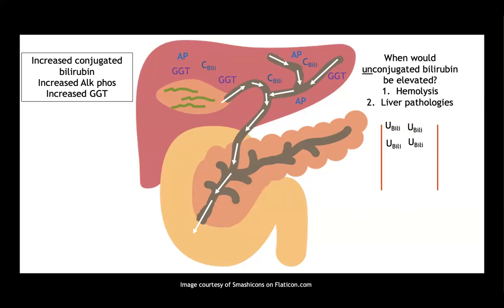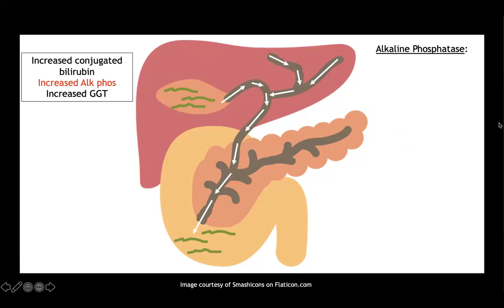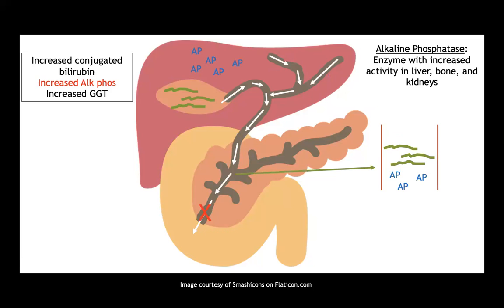Liver pathologies can sometimes cause an unconjugated bilirubin, and that's because, as we talked about earlier, UGT is the enzyme that helps to make unconjugated bilirubin more soluble. But if your liver's not working as well, you can have a little bit of a backup, and you can detect more unconjugated bilirubin.